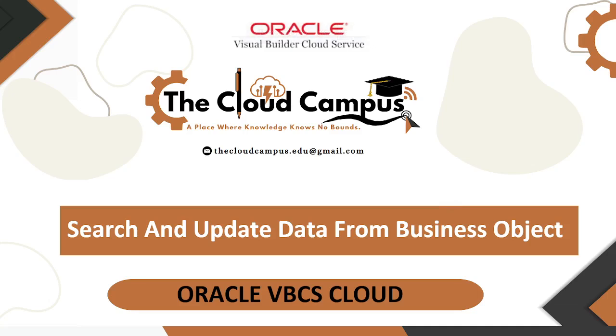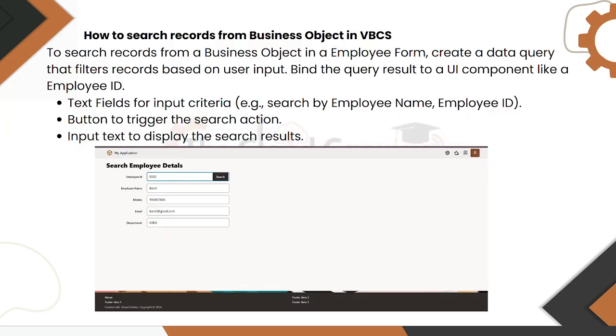Today we are going to learn about search and update data from a business object. In the previous video, we created one business object where we store the employee registration details. We created one create page where the user will insert the details, and based on that, we store the same details into the business object.